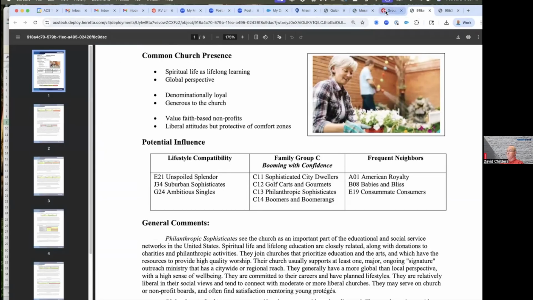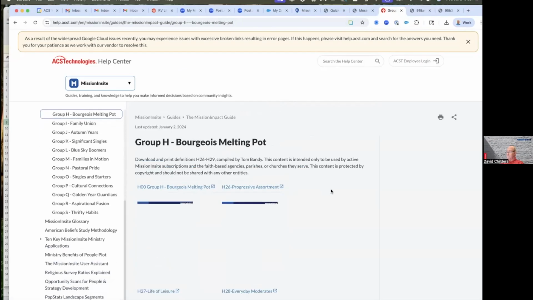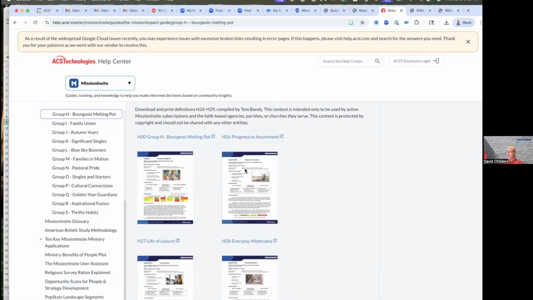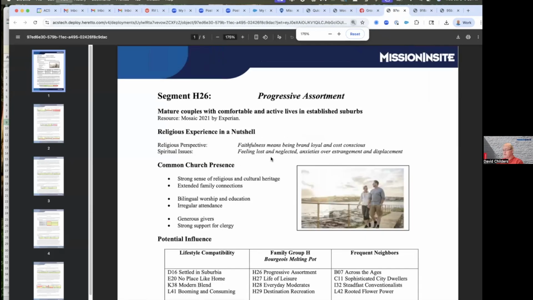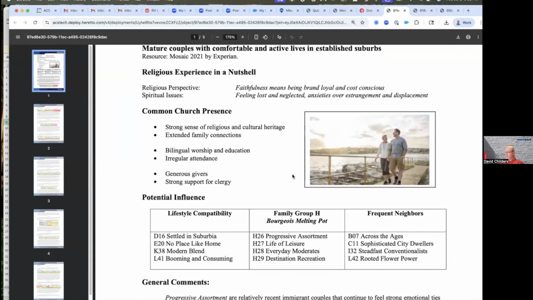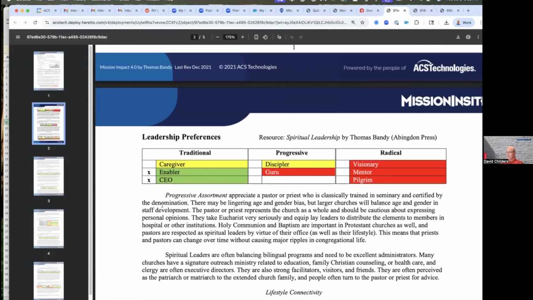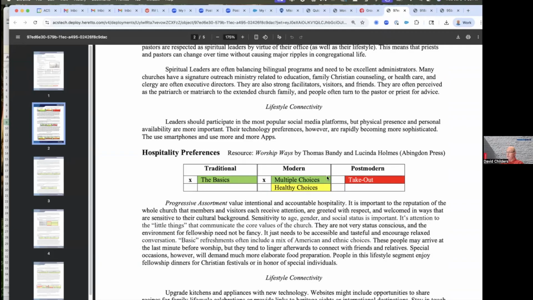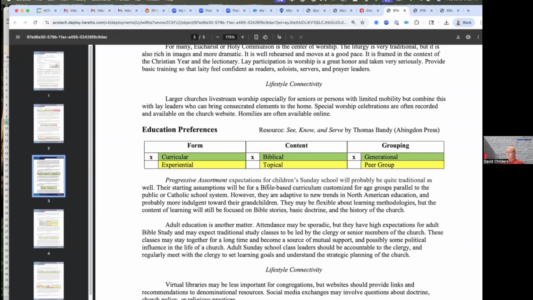I'm curious to see what the third one is. H26. All right. How's it different? And you're not playing bingo, but it sure feels like it, doesn't it? How's this one different? They're going to be seen with B's and C's, but there are going to be some differences in their choices, in their styles. Now it's not curricular and experiential. Do you see how it breaks it down? Curricular, biblical, and generational, both form, content, and grouping.